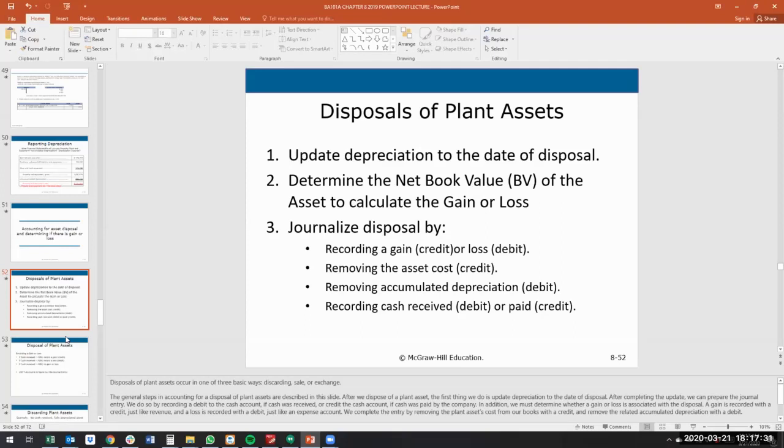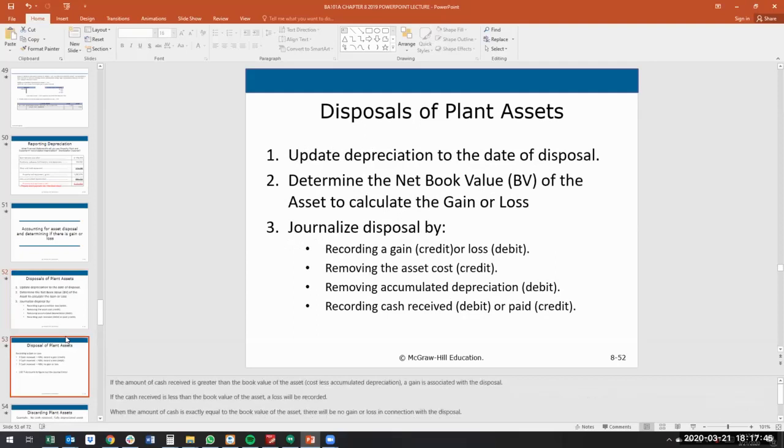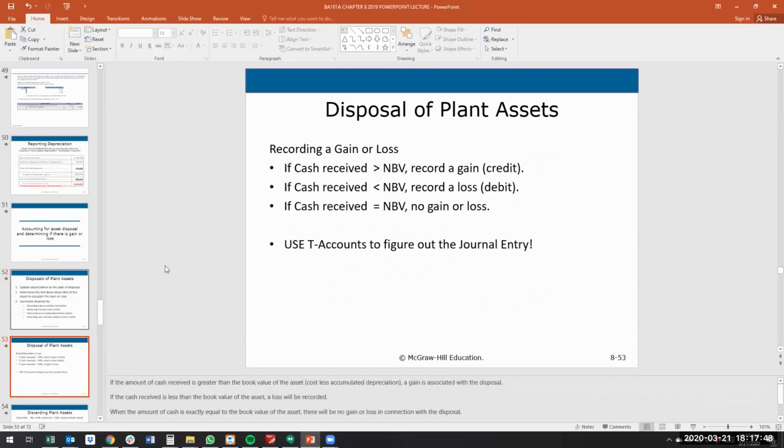And if the cash we receive is less, or the consideration, it can also be accounts receivable, right? If the consideration is less than the net book value, it's a loss. So same as cash, you can think of the consideration too, because it could be accounts receivable. If it's greater than the net book value, you get a gain. If it's less than the net book value, you get a loss. And if it's equal, there's no gain or loss. And you just have to use your T accounts.